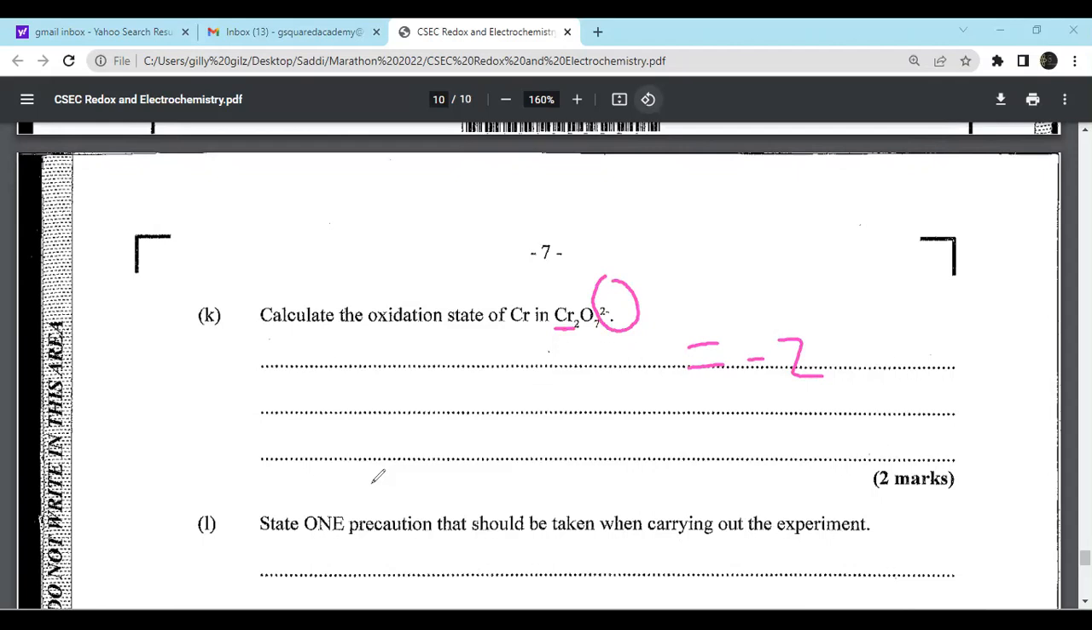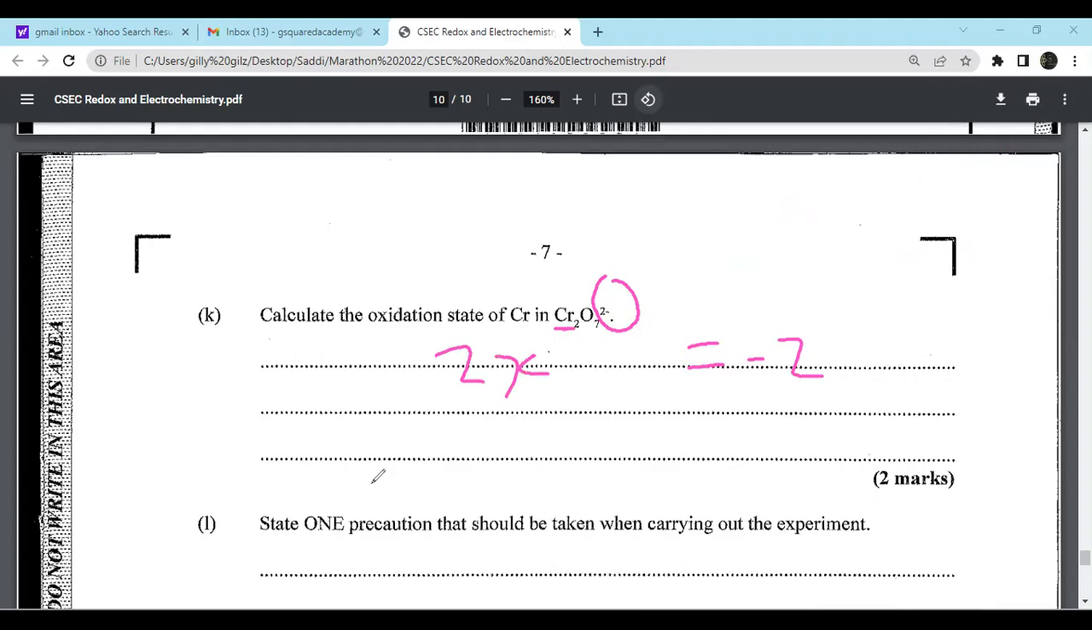If it was, let's just say, MnO4 minus 1, then the charge would be -1. It's right there. So that's the charge on the species. The sum of the oxidation numbers is equal to the charge. So I need to add up the oxidation numbers of the chromium and the oxygen to get the answer, but I don't know chromium. How many chromiums are there? There are 2, so it's 2x.